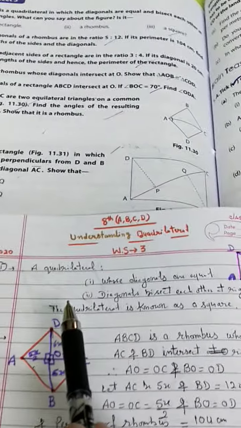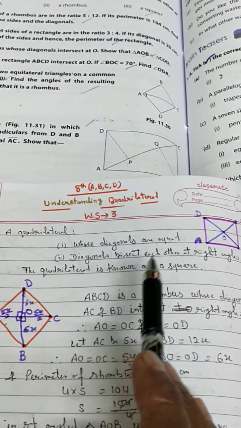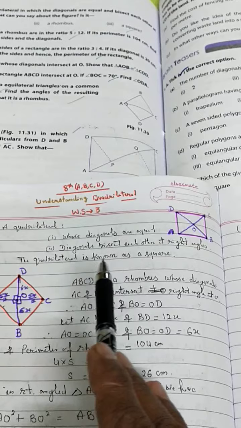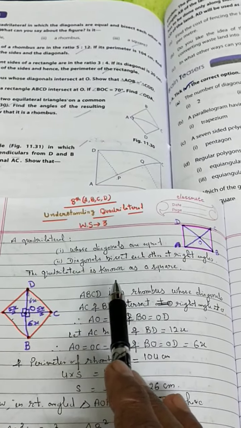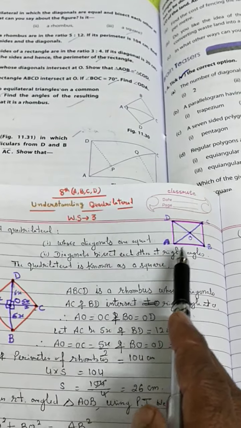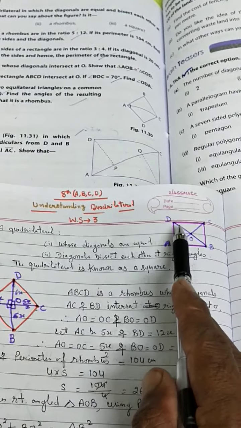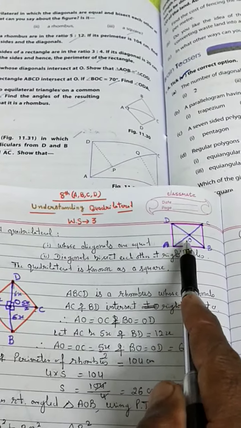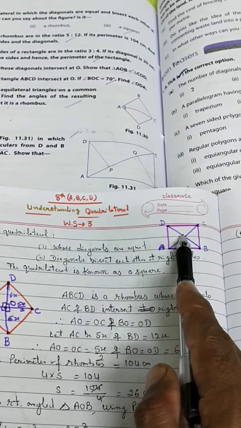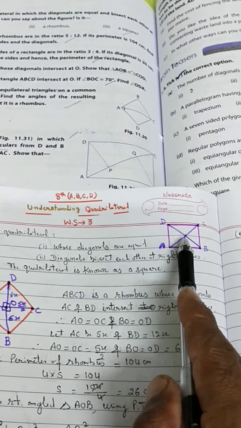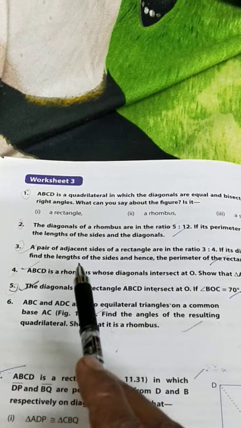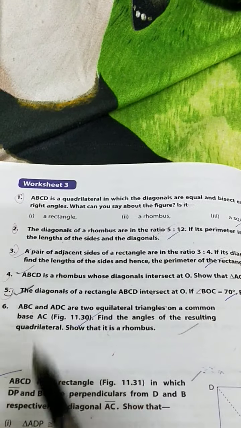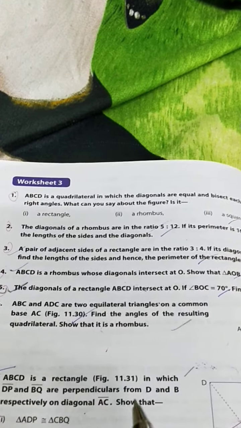So a quadrilateral whose diagonals are equal and bisect each other at right angles is known as a square. Diagonals AC and BD are equal in length and bisect each other at right angle. Each angle is 90. So this quadrilateral is known as a square. Now, third questions are similar, which you have to complete in your worksheet second.